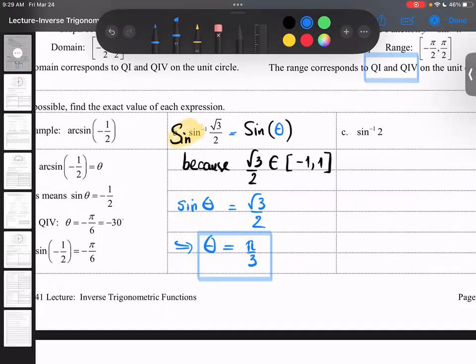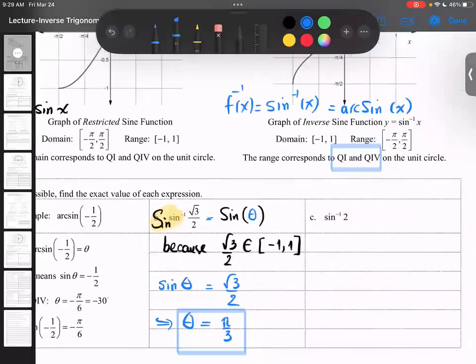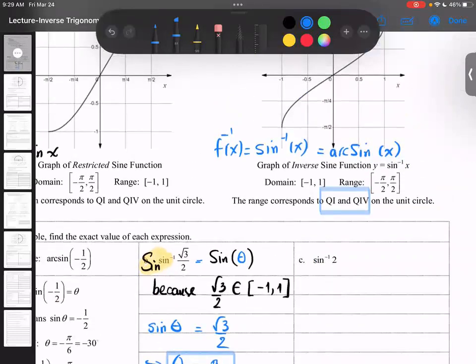See? Psi inverse of 2. Yes. I'm confused why it's -1. Because that's the domain of the psi inverse function right here. Yes. Okay. Yes, for all psi inverse function.